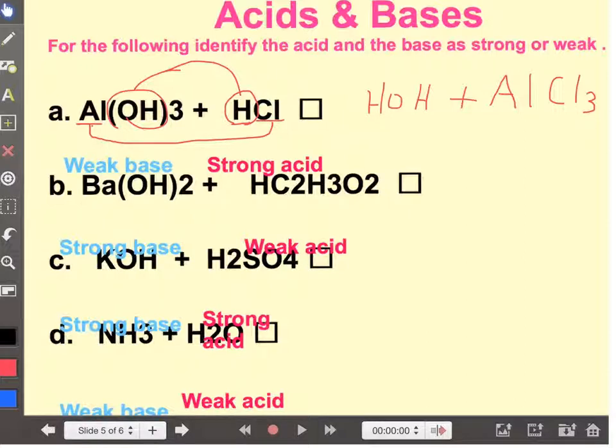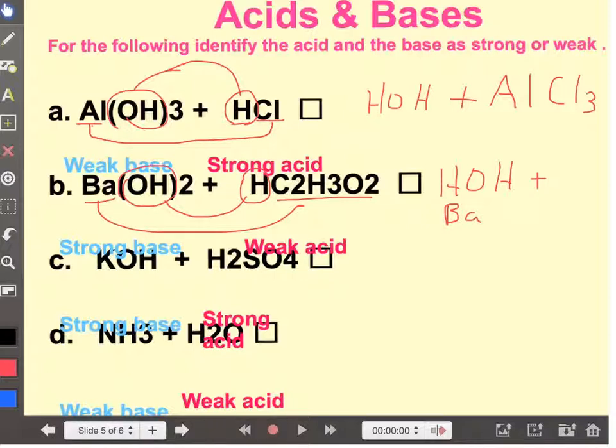We have on B, barium hydroxide plus acetic acid. Our OH and our hydrogen trade places here. We get that joined up. Our barium joins with our acetate. Barium has a +2 charge. Acetate is C2H3O2. It has a -1, crisscross, and we get our salt.